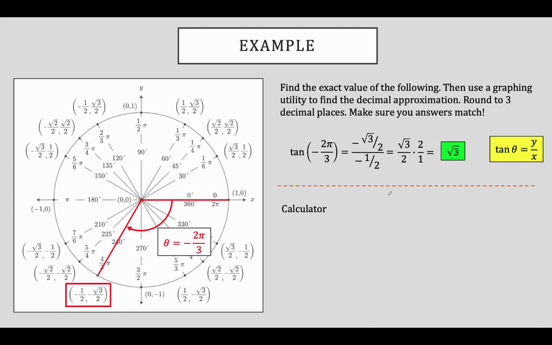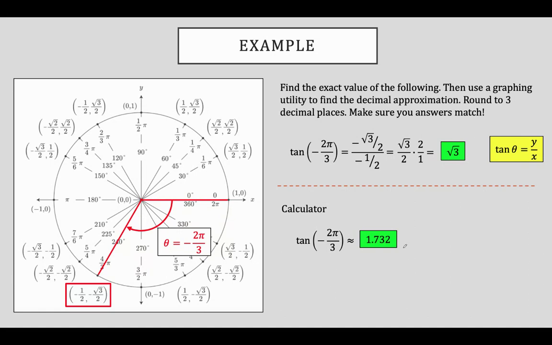Let's check our work in the calculator. We type in the tangent of negative 2 pi over 3 and hit enter, and we get approximately 1.732. And 1.732 is the decimal approximation of root 3. Check that by plugging in root 3 and hitting enter in your calculator.